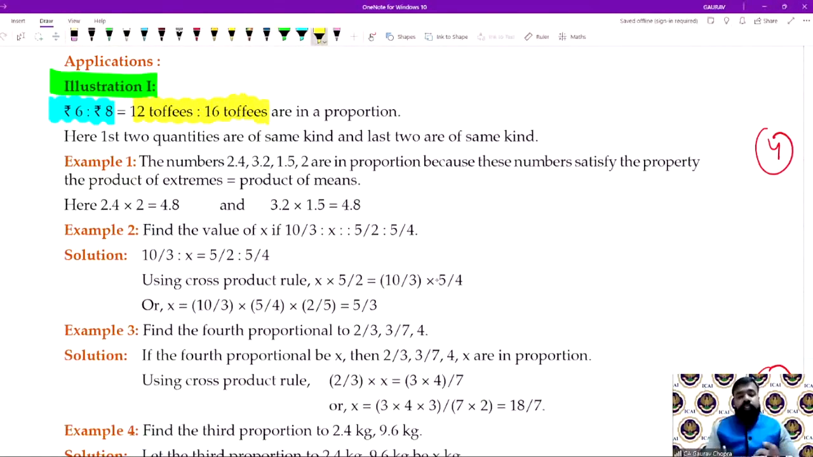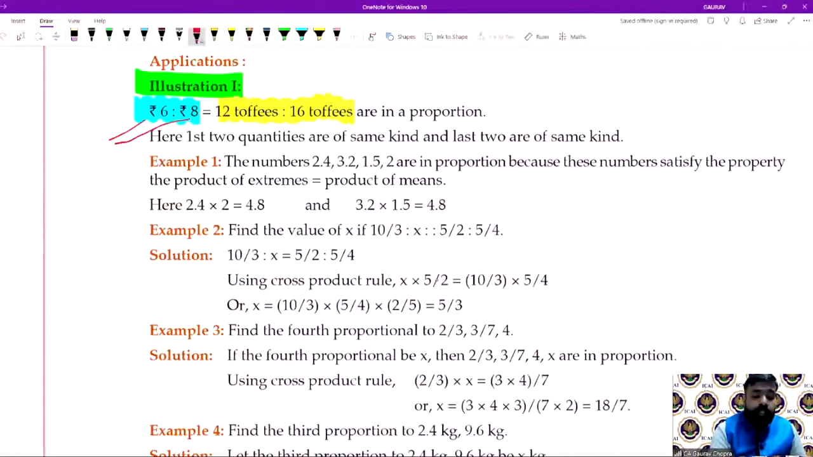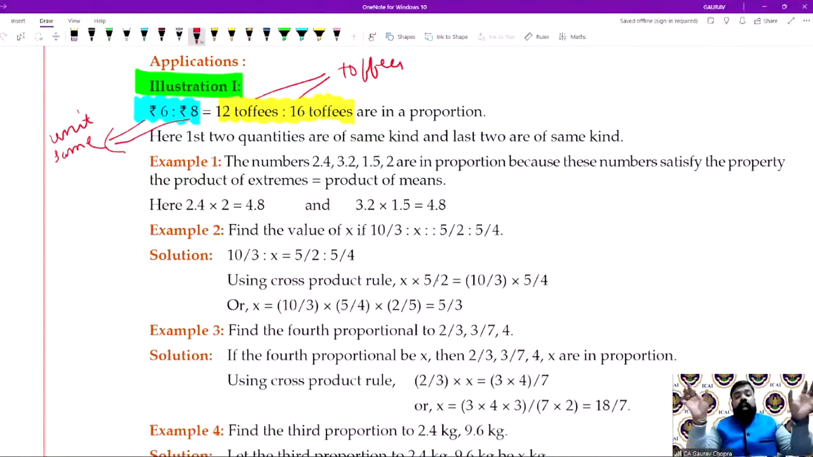Now, it is not at all necessary that both ratios must have the same unit. The terms of a ratio must have the same unit. I repeat, rupees 6 and rupees 8 both are in rupees, so this unit must be the same. Similarly, 12 toffees and 16 toffees, so here the unit is toffees, so this unit must be the same. But when we are comparing both the ratios, one is in rupees, the other is in toffees. Doesn't matter, both can become equal. So 6 by 8 and opposite we have 12 by 16. If we cancel them, we get 3 by 4 on both sides. That means they are equal. They are in proportion. So whenever two ratios are equal, they are said to be in proportion.